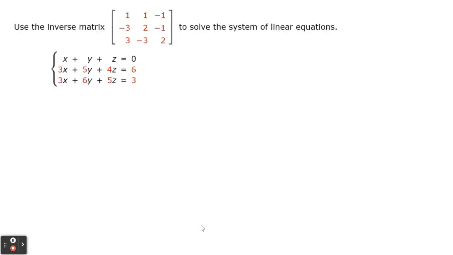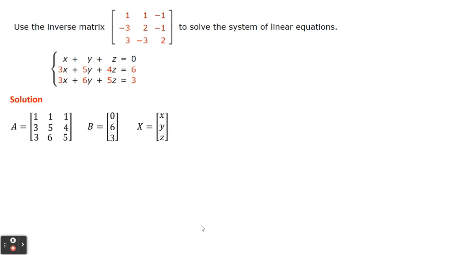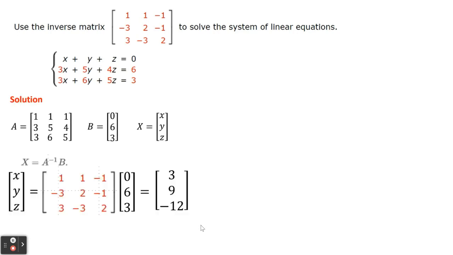So last one here, use the inverse matrix to solve the system. So they already gave you the inverse. So all you need is your constants, which are 0, 6, and 3. So we're going to multiply it, right? So here's my inverse times the constants. So we multiply this row times this column. So we have 1 times 0 is 0, 1 times 6 is 6, and negative 1 times 3 is negative 3. And so 6 plus negative 3 gives me this 3.